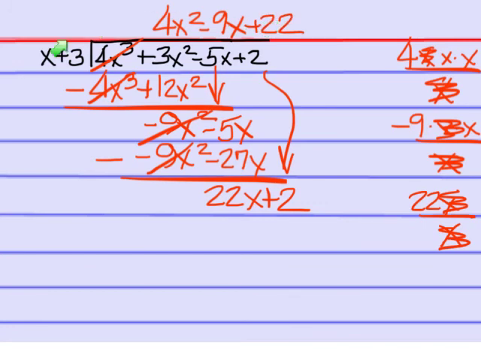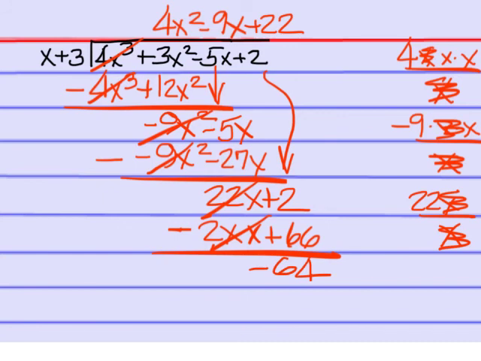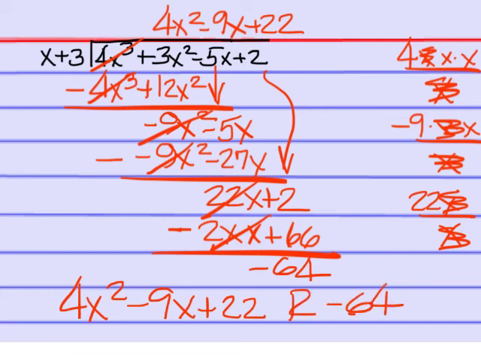And now multiply 22 by x and 22 by 3 to get 22x plus 66. And subtract. 2 minus 66. It's a negative 64. So you should have 4x squared minus 9x plus 22 and a remainder of negative 64.